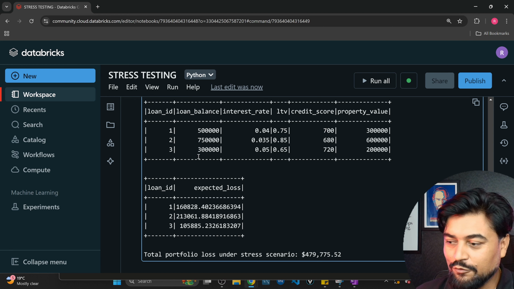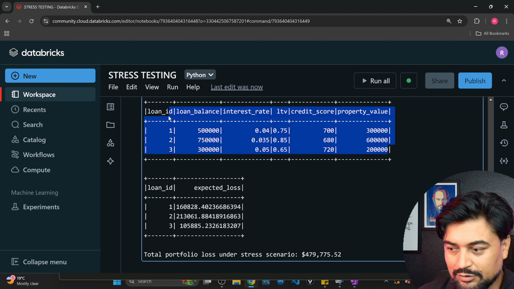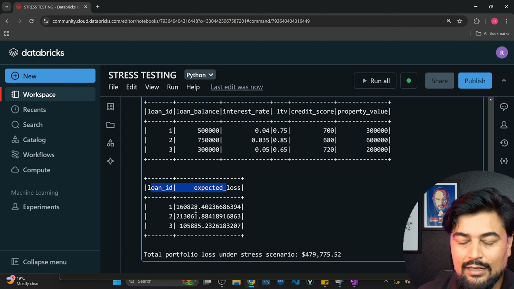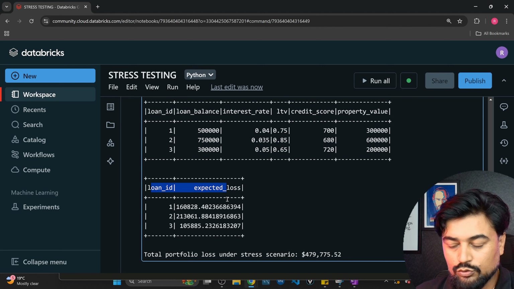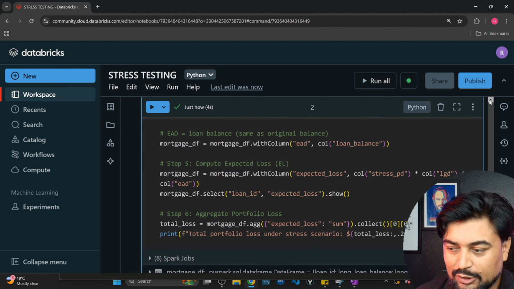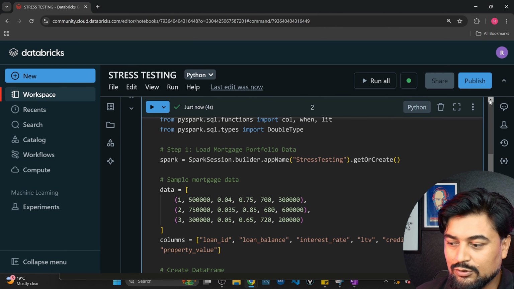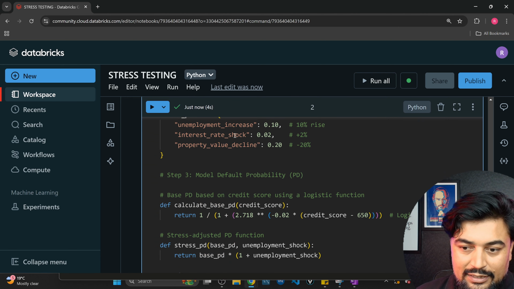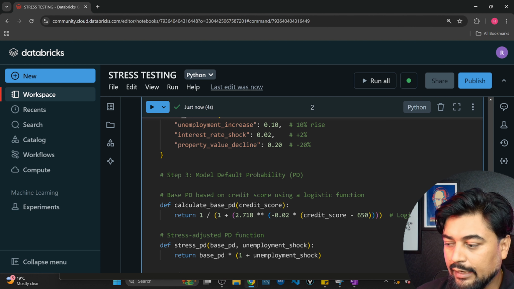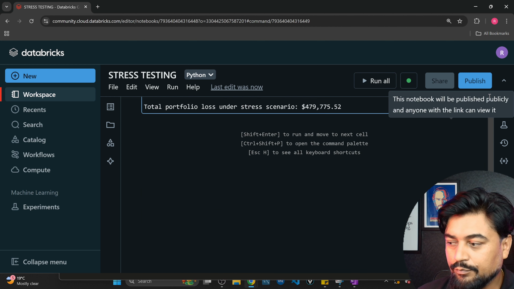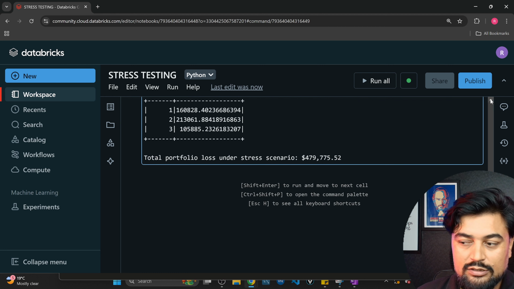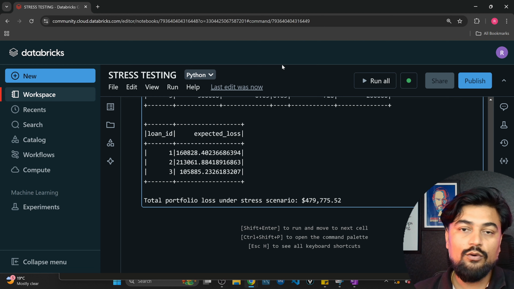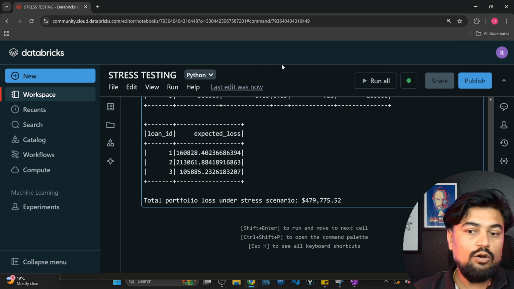Now if you see, we have the data, pretty much we can see that. Now if you see the loan ID, for all the scenarios it has given us the expected loss. So what are those three scenarios? Let me just take you back to the code quickly. On the stress scenario we were talking about, right? So unemployment, interest rate shock, and then the property value decline. So you can see for any of those conditions how much the maximum loss is which the bank needs to bear. So that value has come up here. So this is an example of stress testing, guys.